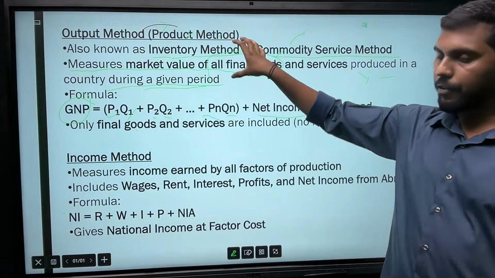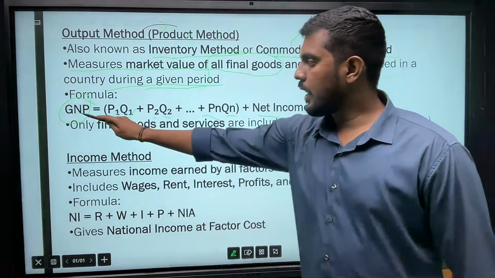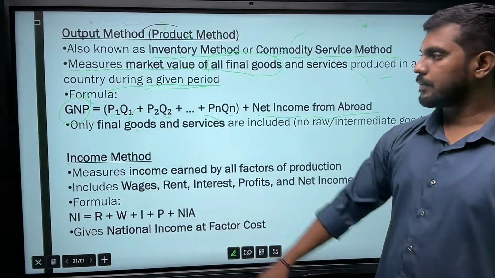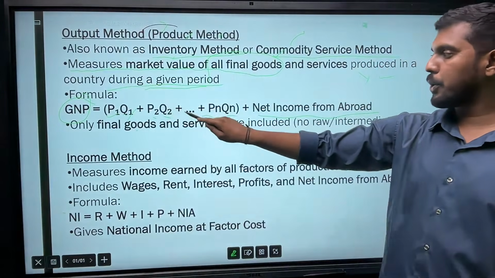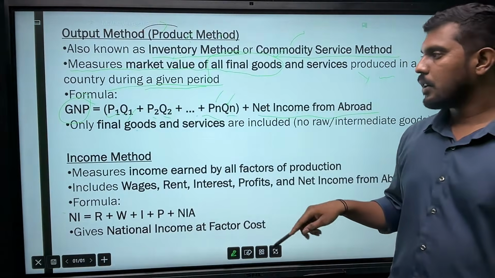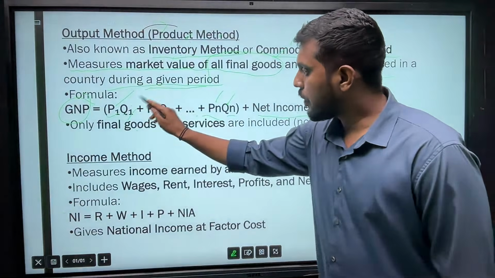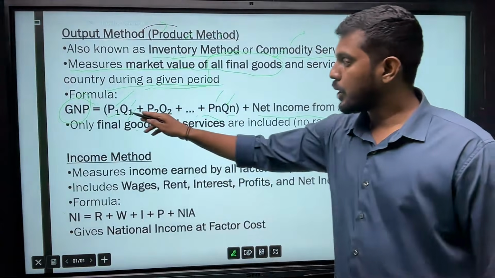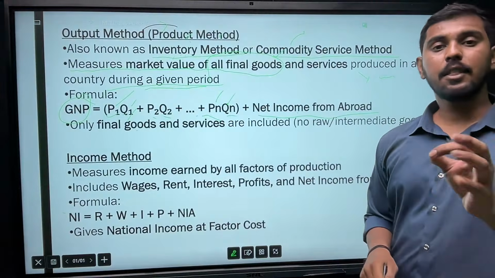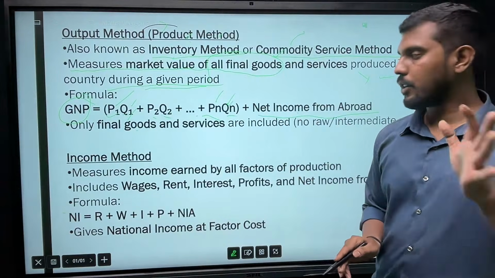And for every method, you have to write the formula. GNP, gross national product, nothing but total income of the country. P1 Q1, P2 Q2, so on Pn Qn, plus net income from abroad. So what is P1? Price of the commodity. Q1, quantity of the good. So on Pn, price of the nth commodity. Qn, quantity of the nth commodity.